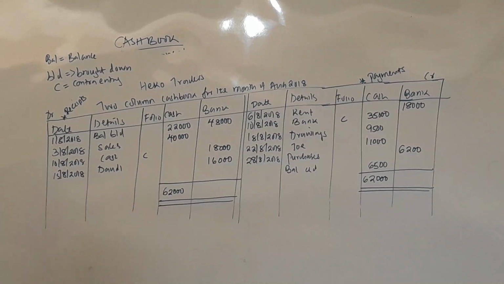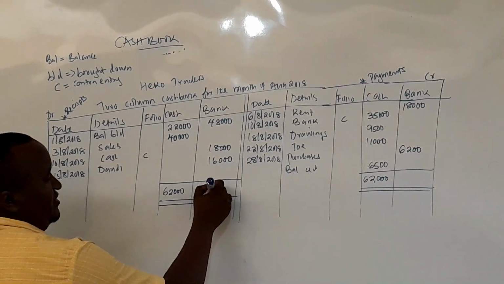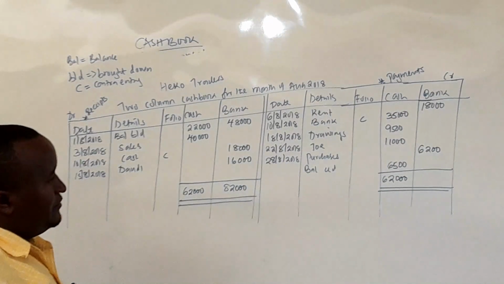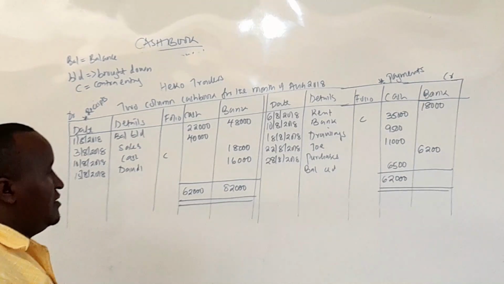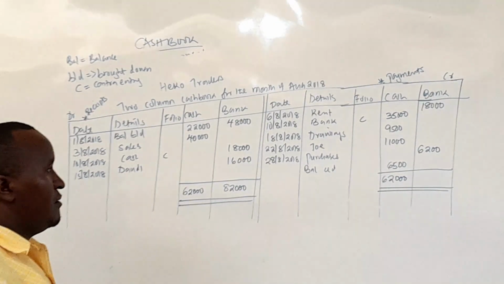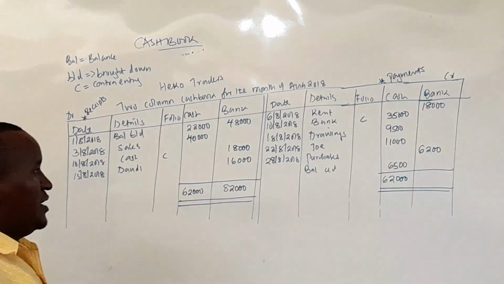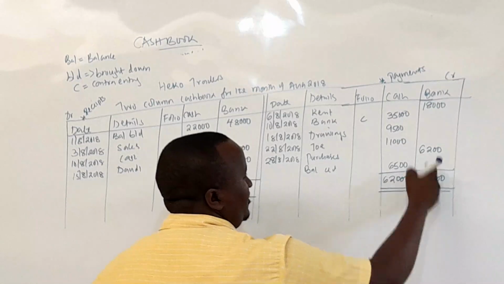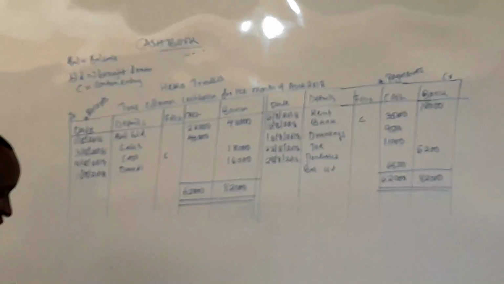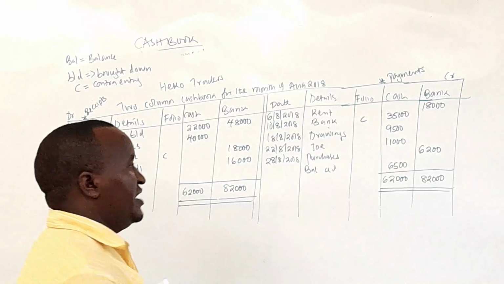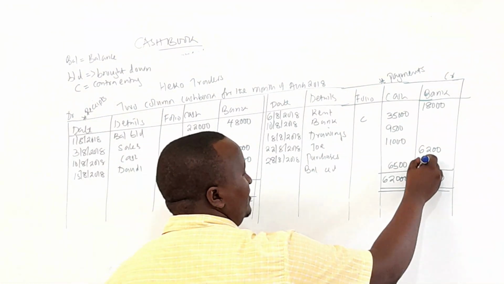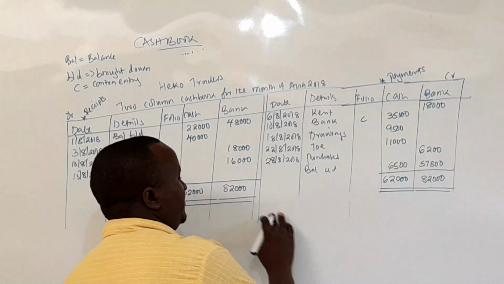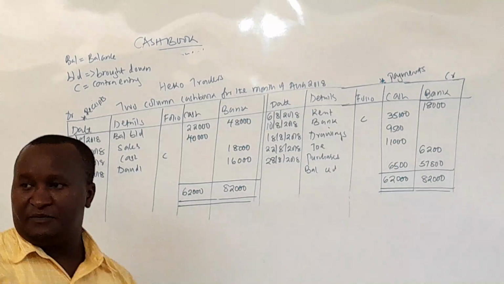We'll give you a total of 82,000. The credit, you add the two of them, it will be 24. Is it 24,200? Yes, so this side is bigger, again 82,000. When you minus 24,200 from 82,000, remaining with 57,800? Yes.